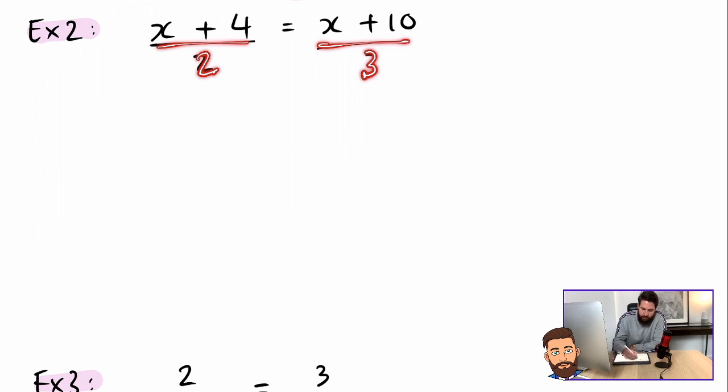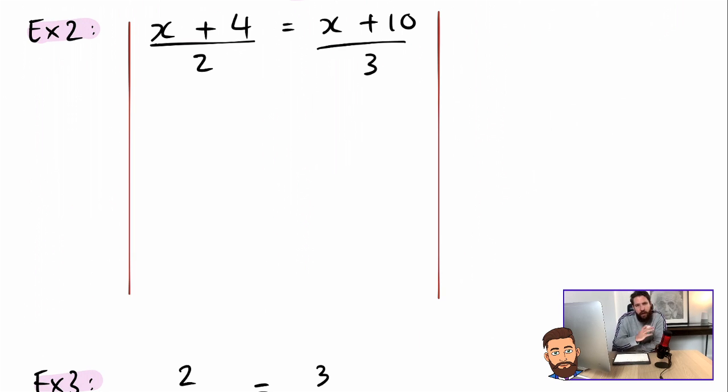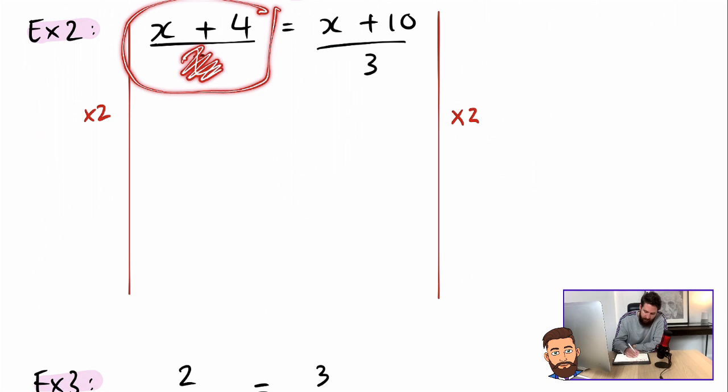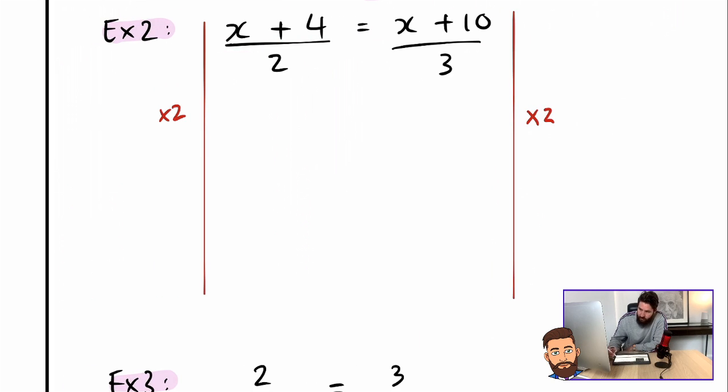So you can do that in one step, or you can break that down into 2 steps. The first thing that we'll do is we'll do it in 2 separate steps, so I don't confuse anyone. If we focus on getting rid of this divide by 2, we'll do the opposite and times both sides by 2. Now remember, if I times this side by 2, I've cancelled that 2, so I'm just left with simply x plus 4. So that's that dealt with.